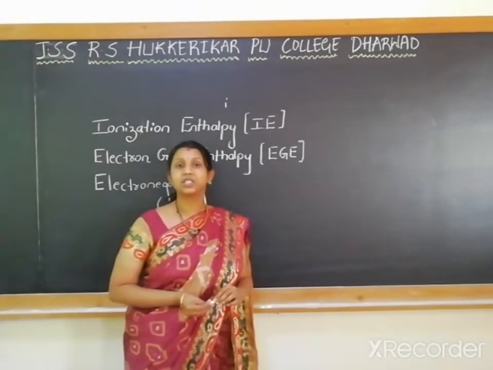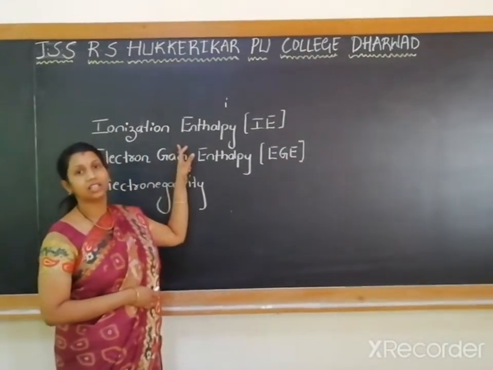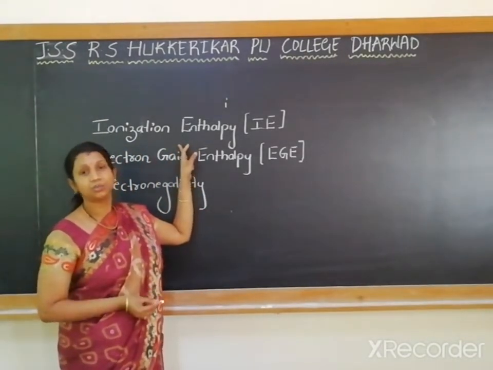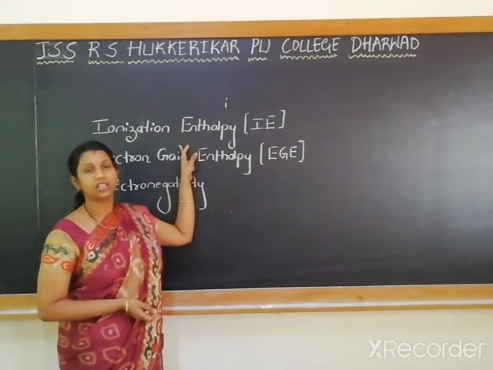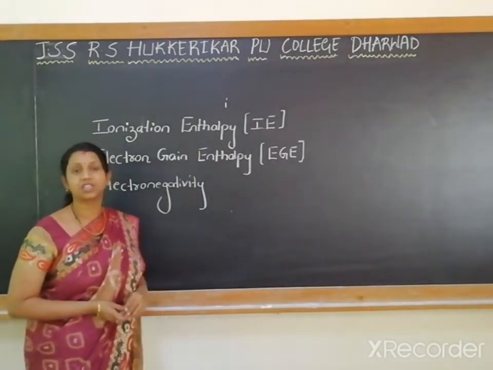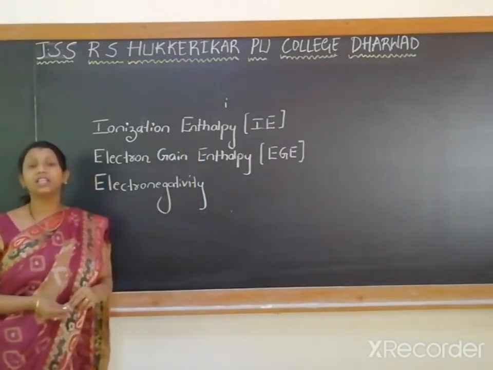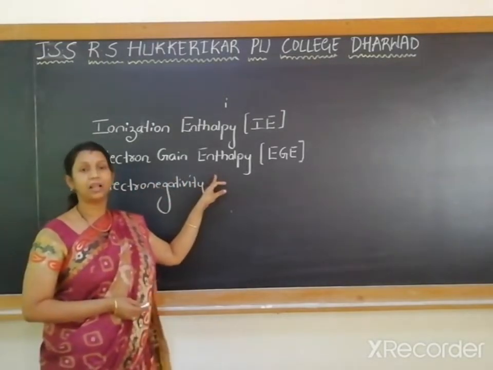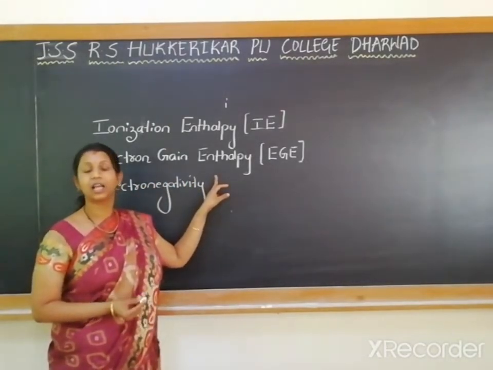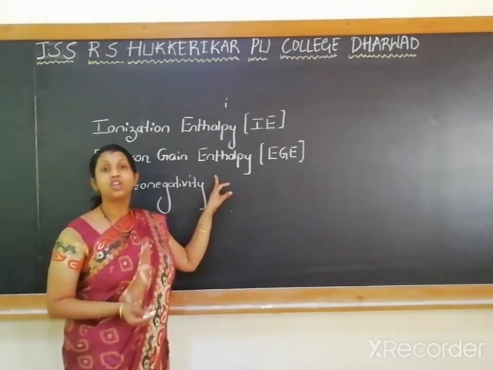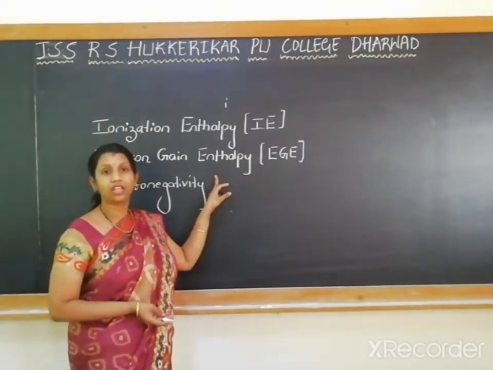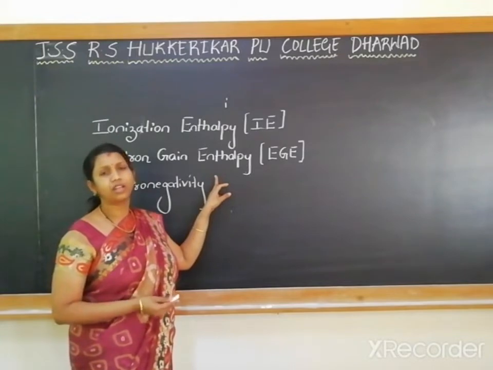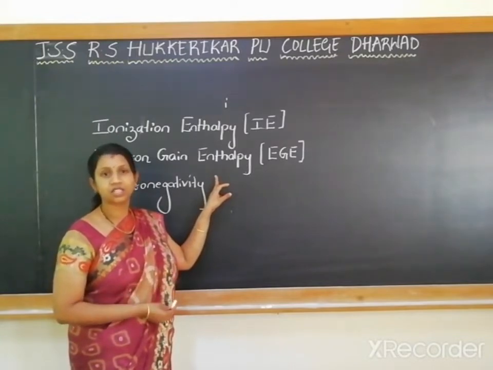In the last class we discussed ionization enthalpy and the related terms, that is, the variation of ionization enthalpy and the factors affecting it. Today in this class we are going to discuss electron gain enthalpy: its definition, how it varies in the periodic table, and some important reasons.